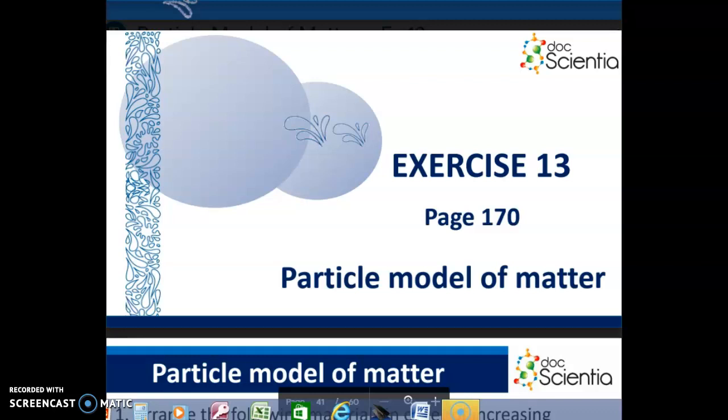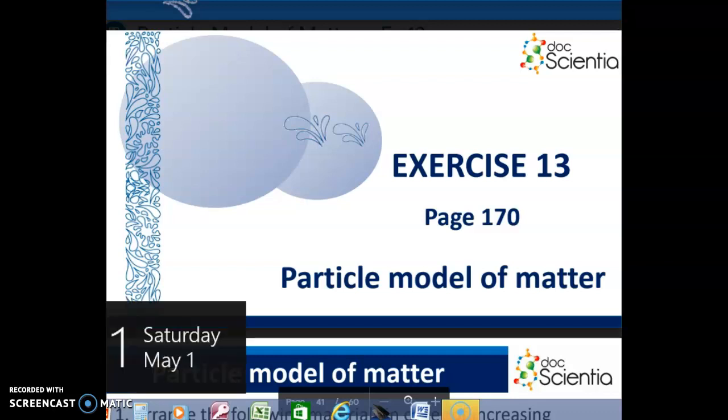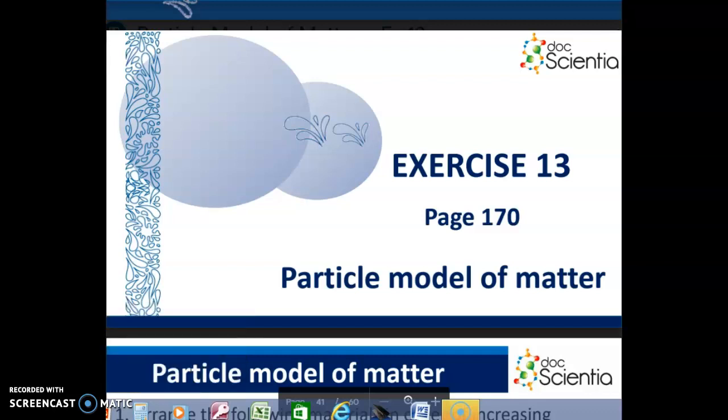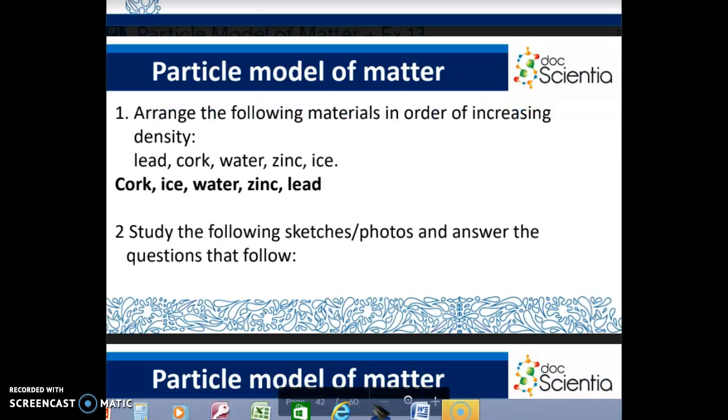Welcome to part 2 of questions and answers on particle model of matter. We're doing exercise 13 from the book. Let's get right into it.